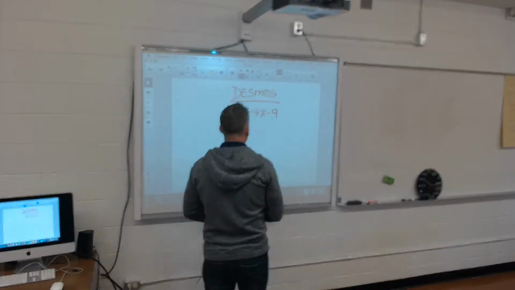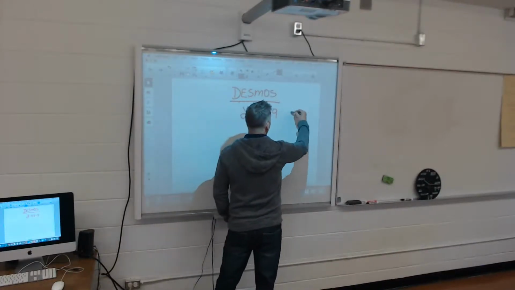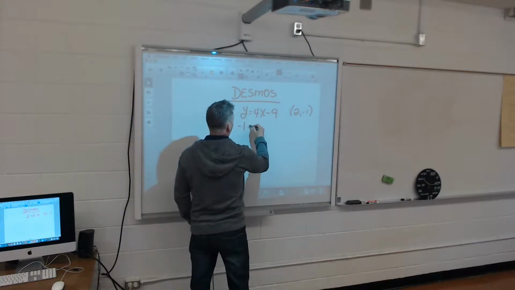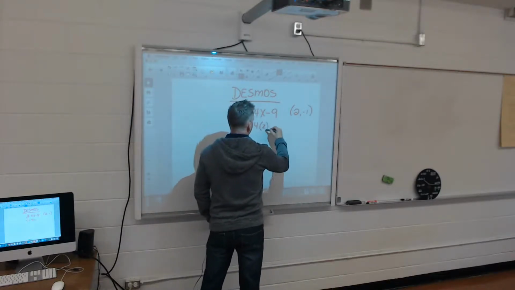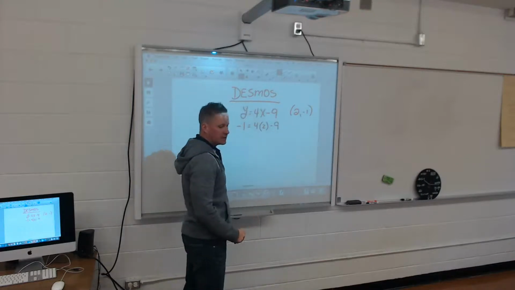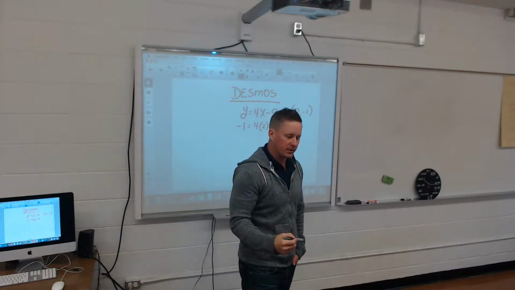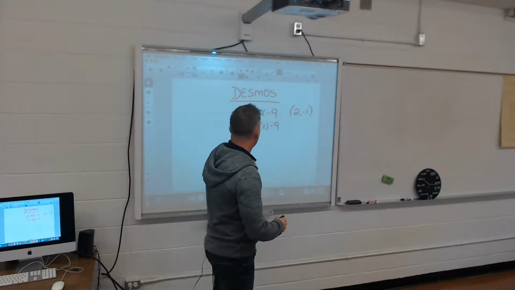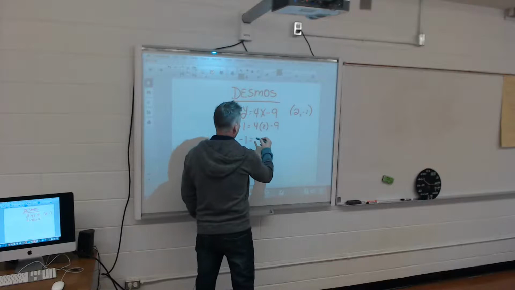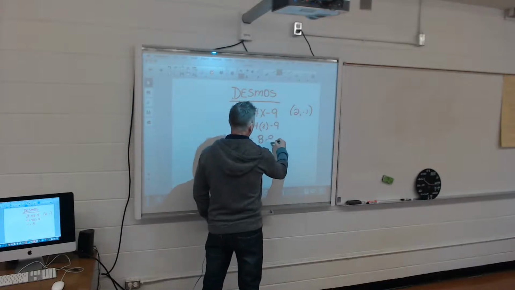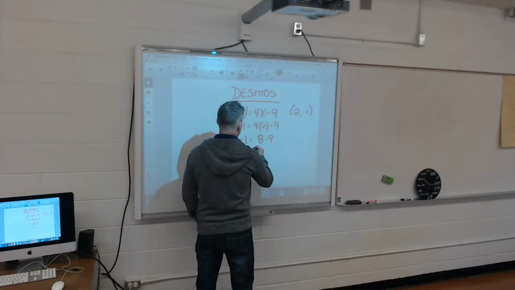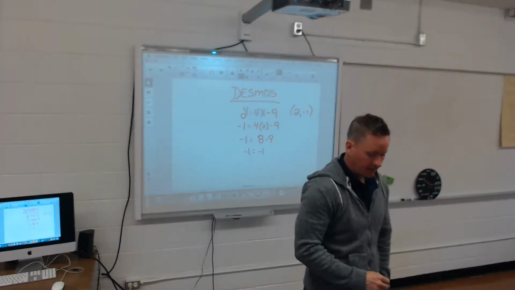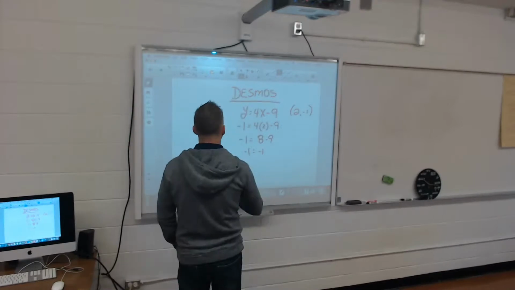So they give you 2 and -1 as the coordinate. So I substitute that in for y, this in for x, and they have to equal each other. If they don't equal each other, then we know that the coordinate is not on that line. So I get -1 is equal to 8 subtract 9, -1 equals -1. So I know it works for the first equation. I would then check the second equation.